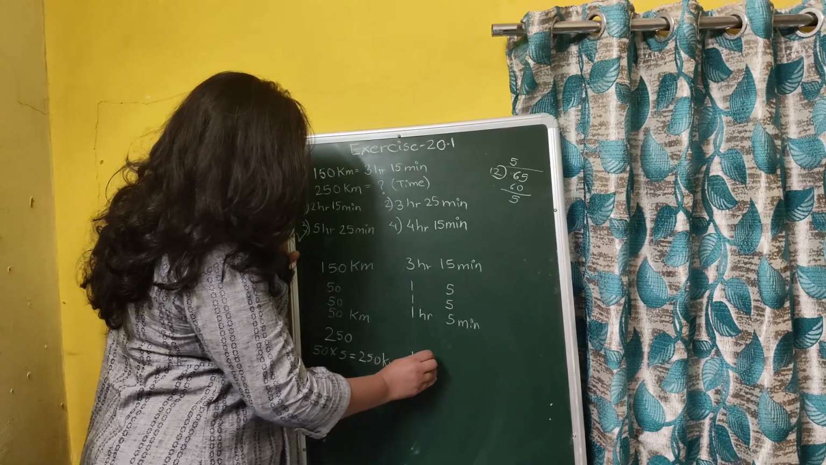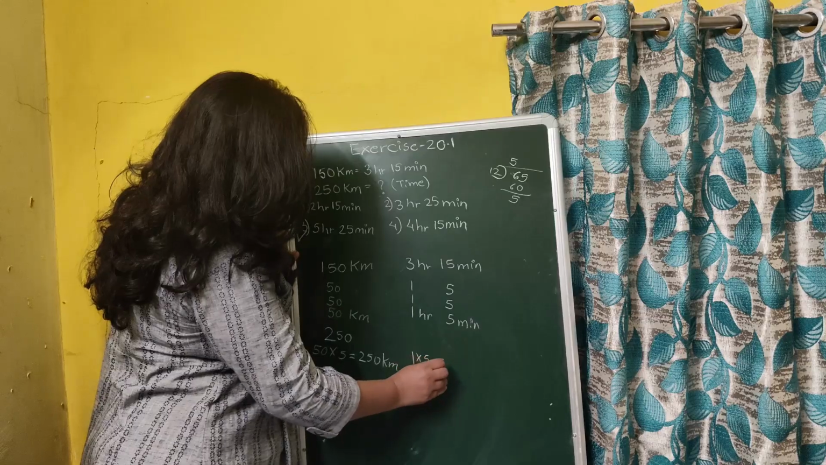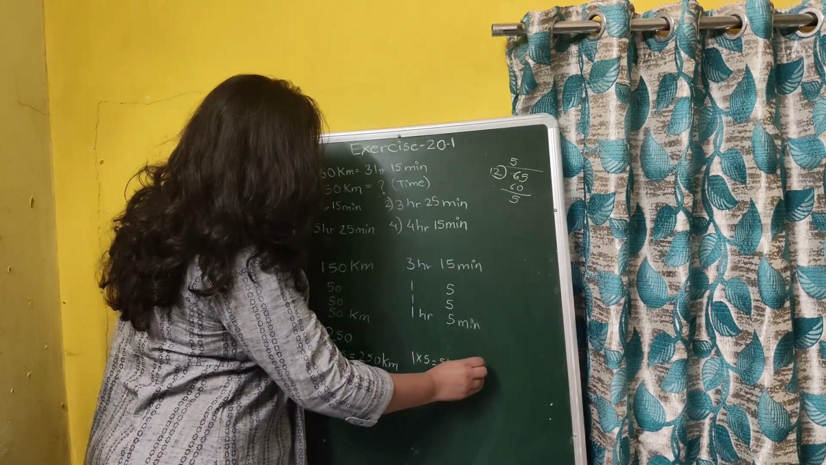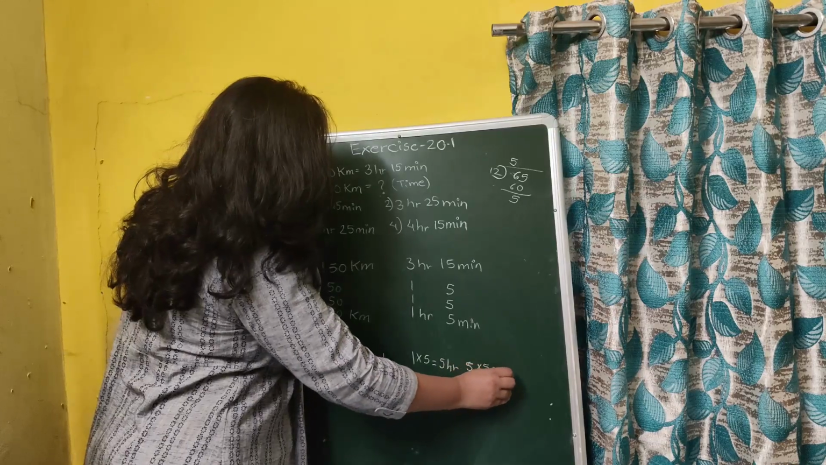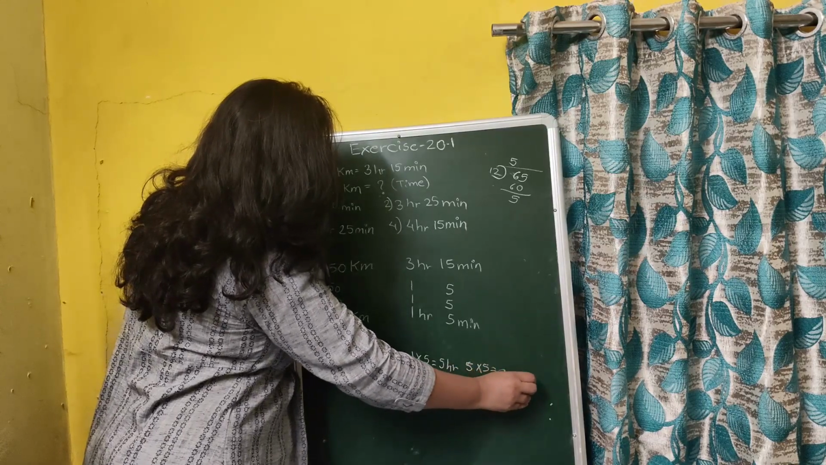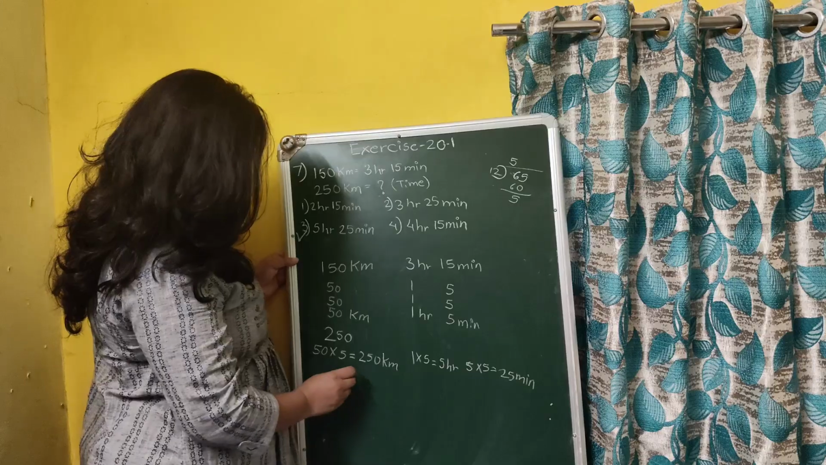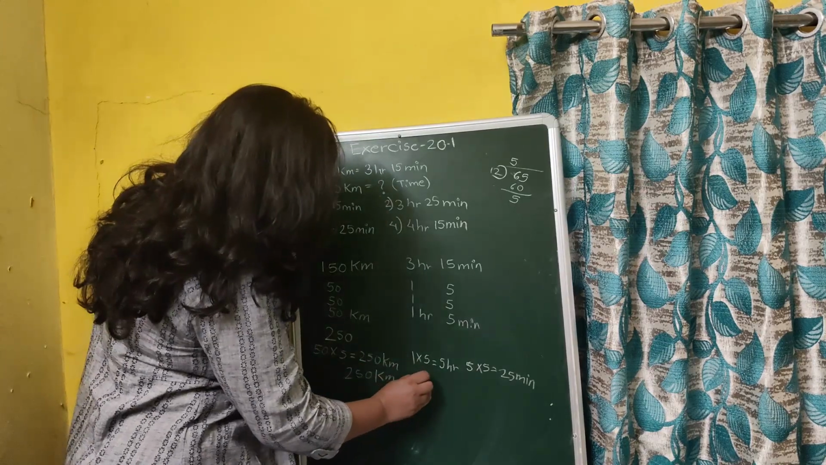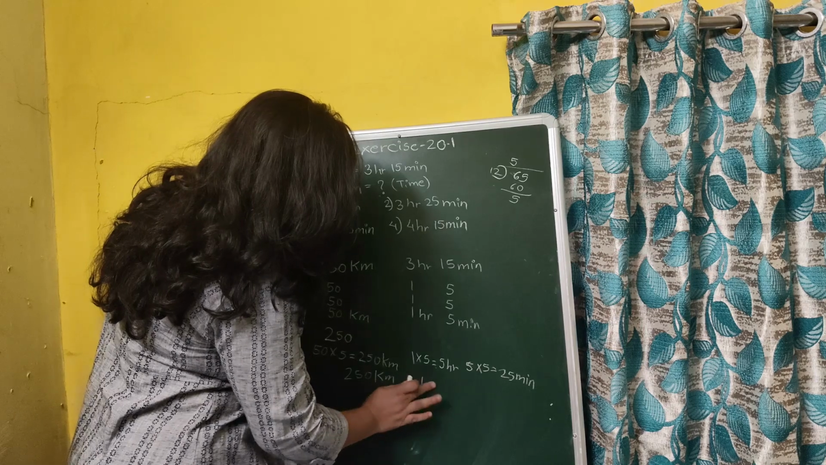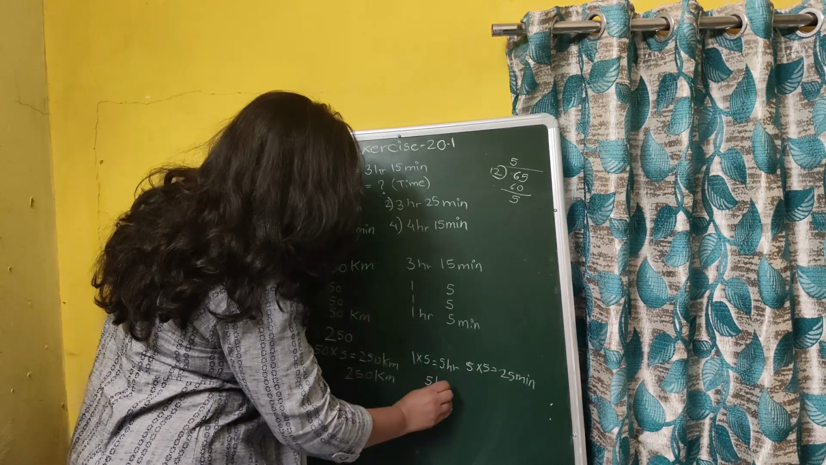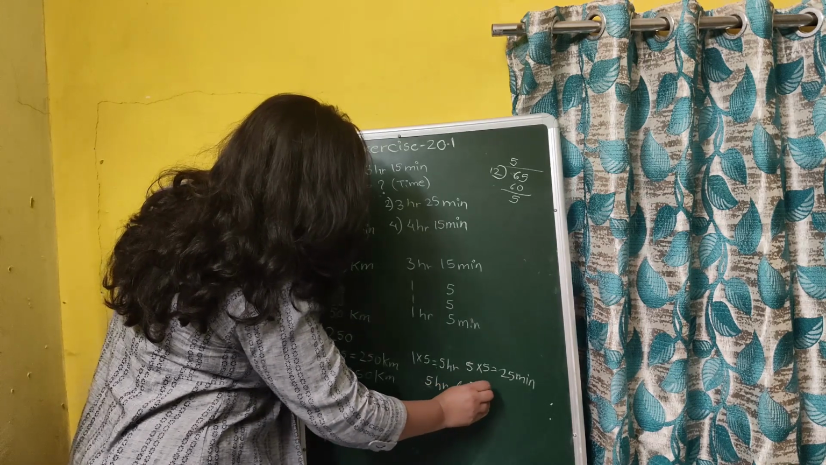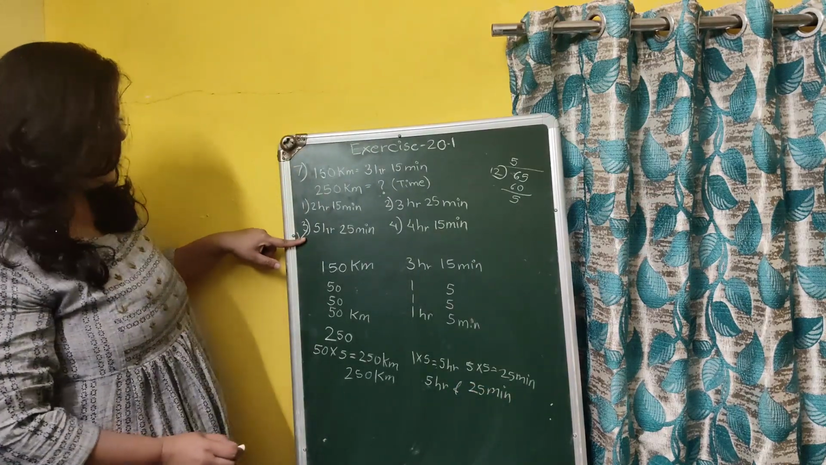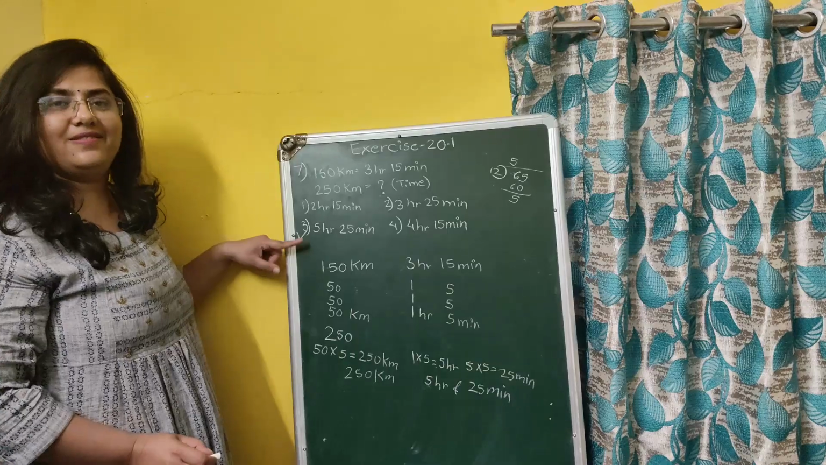Now here 1 multiply by 5 is equal to 5 hours and 5 multiply by 5 is equal to 25 minutes. So just see, 250 kilometers need 5 hours and 25 minutes. Here is our answer in very shortcut.